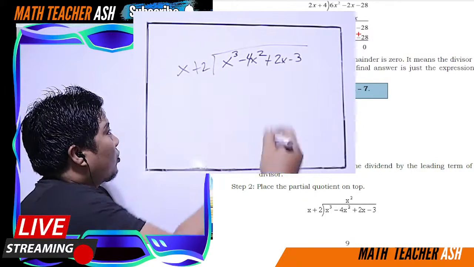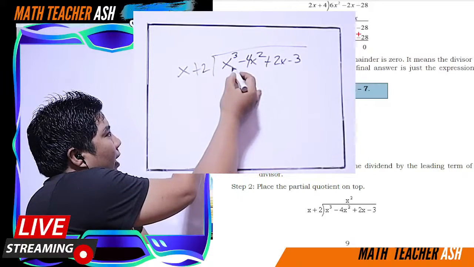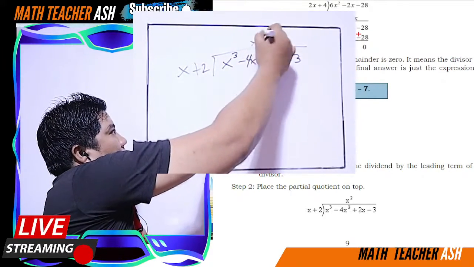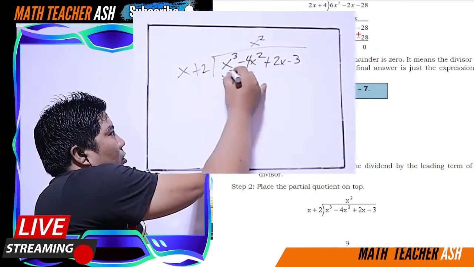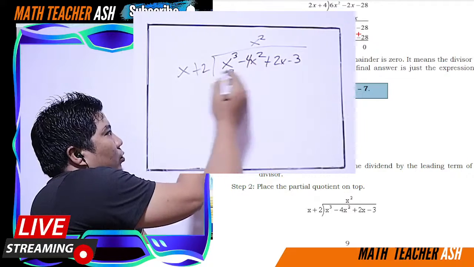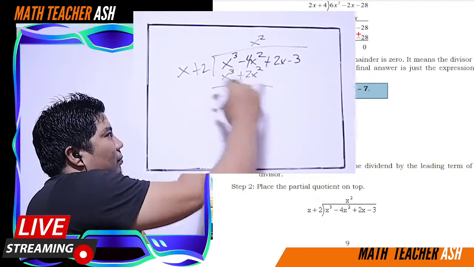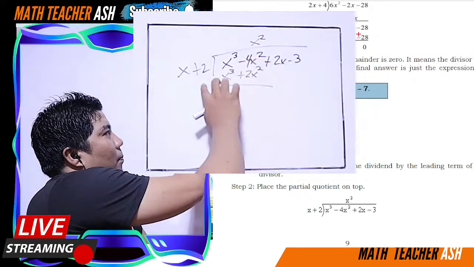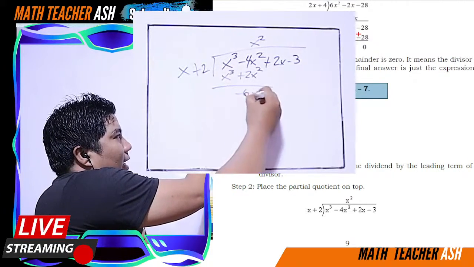Alright. So, here, the first term is x cubed. x cubed divided by x, the answer is x squared. I will write it in the second. So, x squared times x, that is x cubed. x squared times 2, that is positive 2x squared. Now, I will subtract them. x cubed, this will be 0. Negative 4 minus 2, the answer is negative 6x squared.